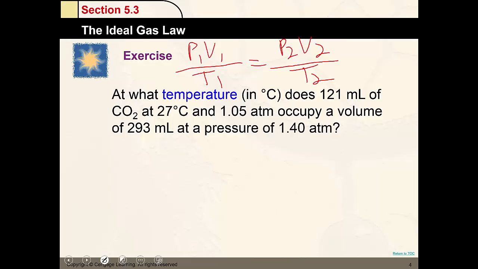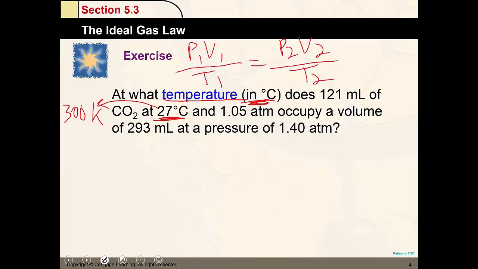Okay, so let's say here we want to know what temperature, and notice it says in degrees Celsius. So we're going to get our answer in Kelvin and then just have to convert back to degrees Celsius. You cannot just keep this other temperature in Celsius and then as a result get your answer in Celsius. You have to convert this to Kelvin. So 27 plus 273, and you get a temperature of 300 Kelvin.